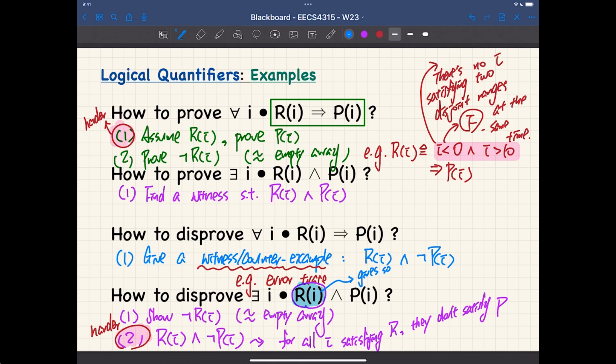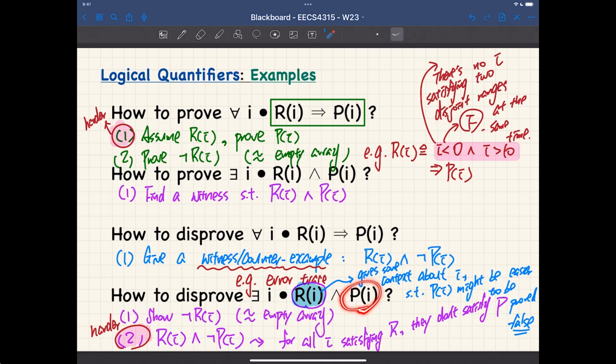It gives some context about I such that P of I might be easier to be proved false. Of course, if you can just directly prove that P of I cannot be true, that's also fine. But usually this will help.